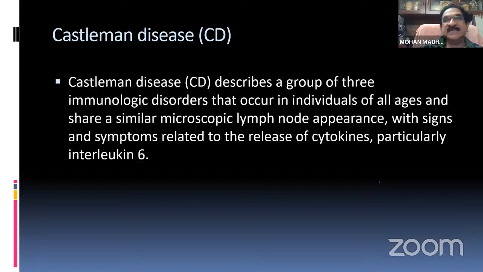Now, Castleman disease describes a group of three immunological disorders that occur in individuals of all ages and share a similar microscopic lymph node appearance, with signs and symptoms related to the release of cytokines, particularly interleukin 6.